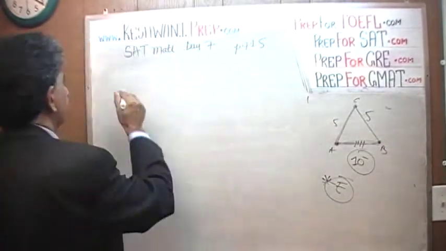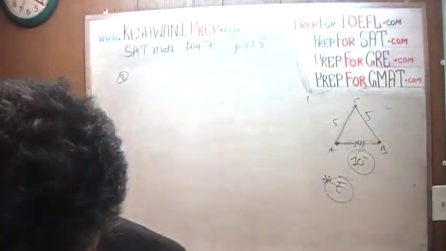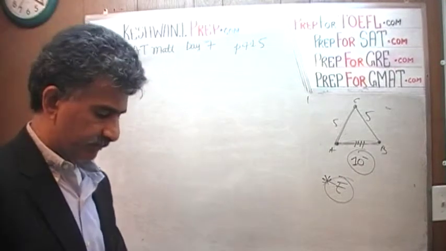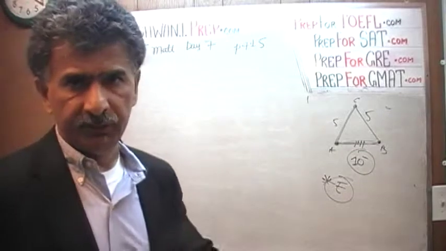Number 8. Number 8 is a nasty one. Number 8 is not a pleasant one. It's a level 5 question. Let's see what they tell us. Again, it's just a matter of understanding it. You understand? Obviously, if you understand the question, then it becomes very simple.